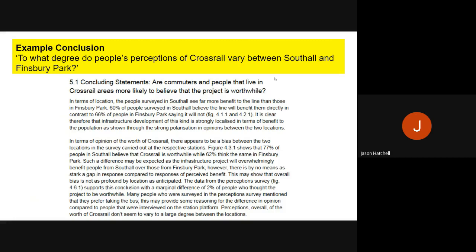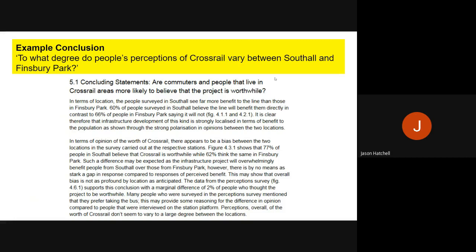It mentions that there could be bias between the 2 surveys that were carried out. And it generally explains really well what overall the investigation has found in relation to these commuters and people's beliefs on this project. And you can see at the end, the student goes back to the question and says, overall, there is a large degree of variation, or there is not a large degree of variation between both of the areas. So the student has formed a really good paragraph here. There's lots of evidence. There is good examples, and it links straight back to the key question they set out with.